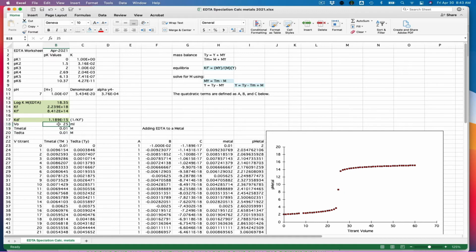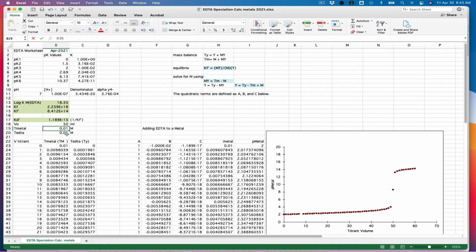We'll put it back to 50. All right, what happens if I decrease the metal concentration by half? So I'll make it 0.005.